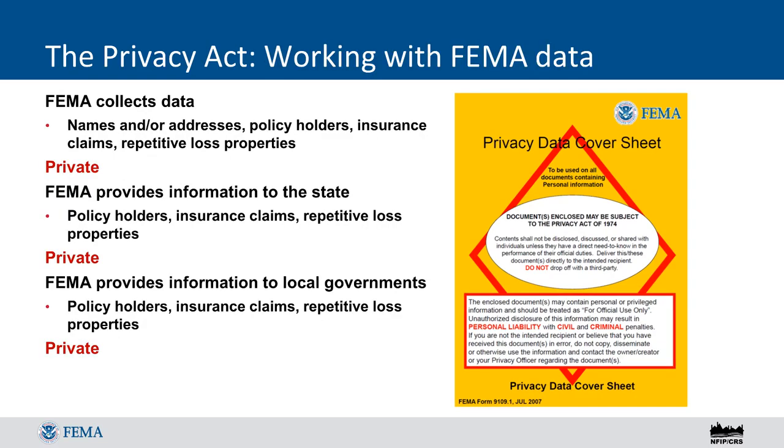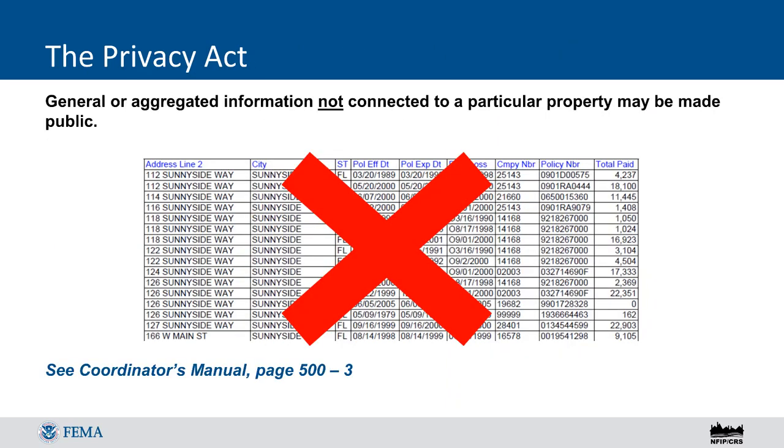The Privacy Act determines how we work with data. The repetitive loss data is FEMA data. It is protected and may not be shared even though it is being used by the local government or state. When you see charts or spreadsheets such as this in your repetitive loss data, it is connected to the repetitive loss data and it is protected because it has address information paired with policy and claim information.